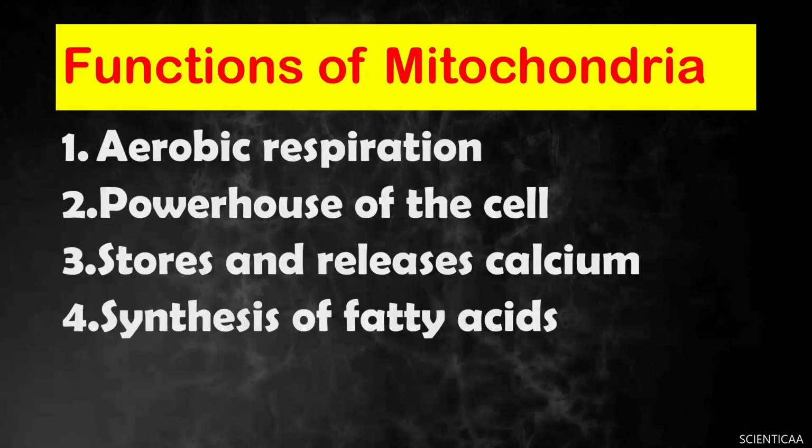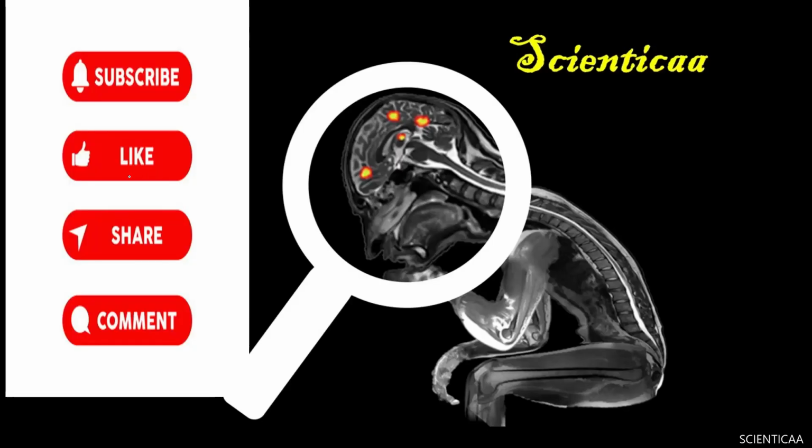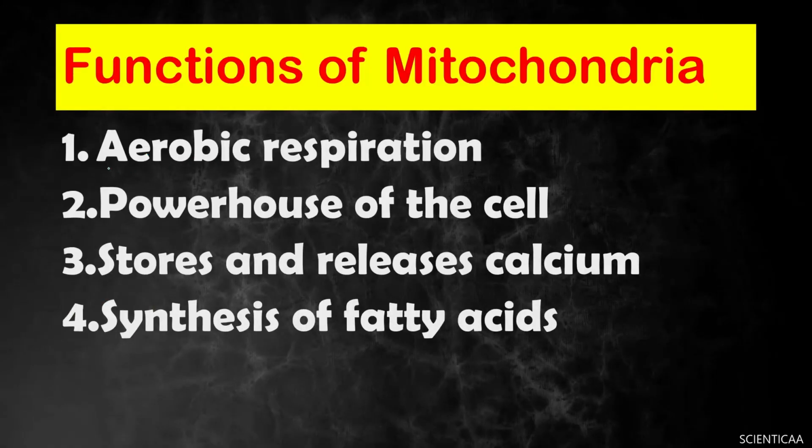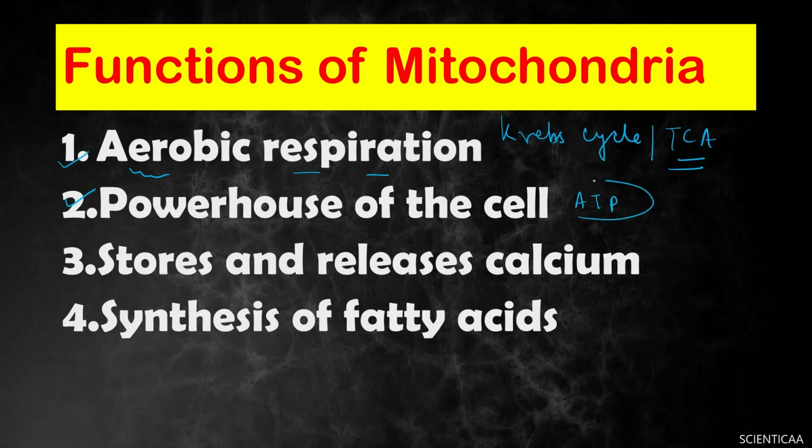Now coming to the functions of mitochondria. The first and foremost is aerobic respiration. Mitochondria is responsible for aerobic respiration, which is performed in mitochondria as the Krebs cycle, also called the tricarboxylic acid cycle. Secondly, it is also called the powerhouse of the cell because it produces energy in the form of ATP, and that is being utilized by the cell to perform its various functions.